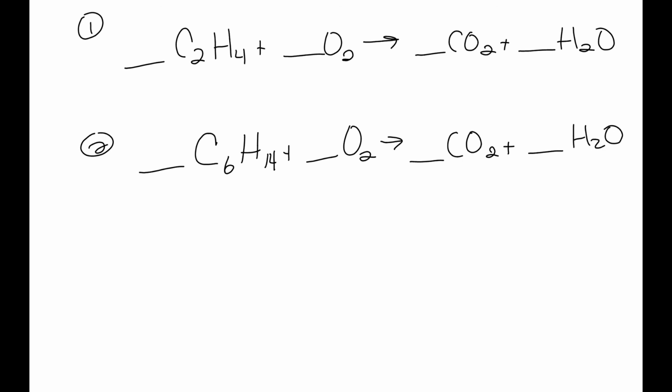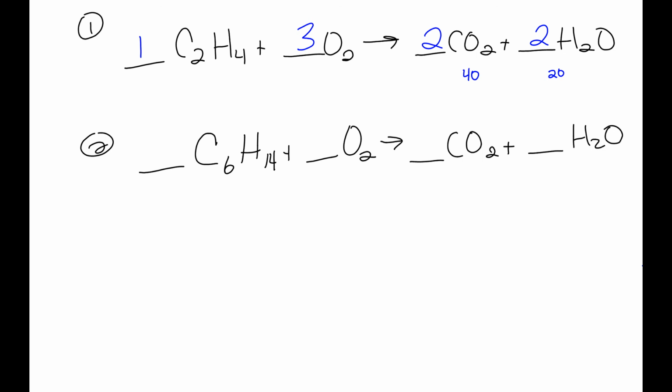Okay, so basically I do the C's first. So there's 2 C's on the left. I'm going to put a 2 on the right. There's 4 H's on the left. I'm going to put 2 on the right. Now I'm going to count my number of O's. So I got 4 O's and 2 O's. That gives me 6 O's, so it's a 3. So that's your answer. So hopefully you got that answer.